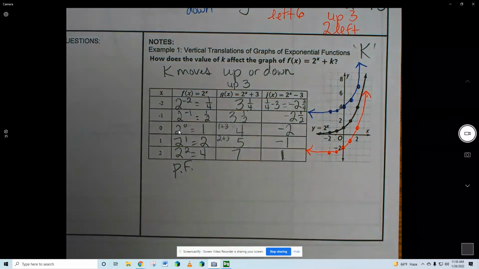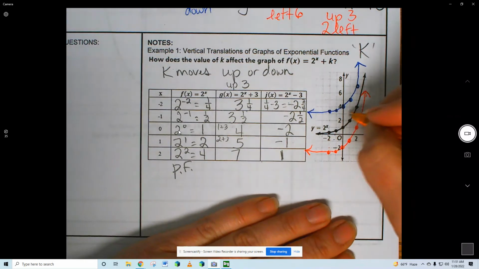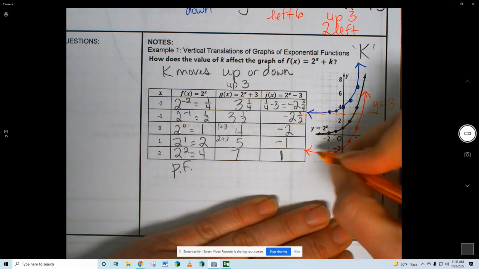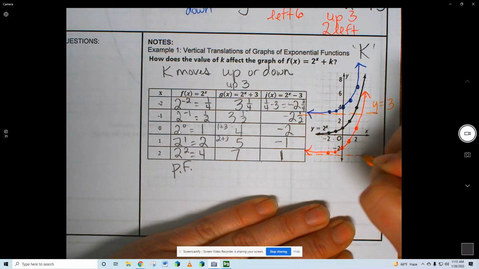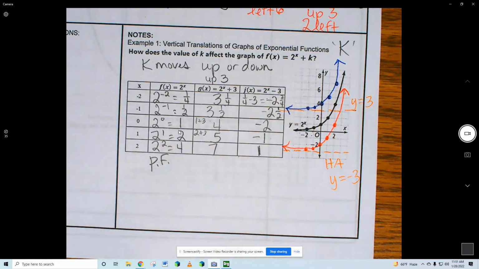These have horizontal asymptotes that change because I move higher and lower. Like the blue has a horizontal asymptote of y equals 3. The red has a horizontal asymptote of y equals negative 3. Because I'm shifting my parent function. First I went up 3, then I went down 3.